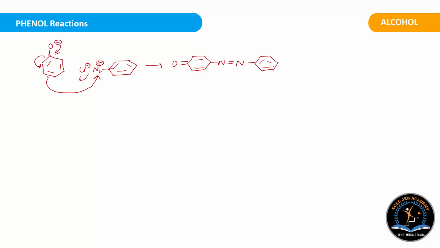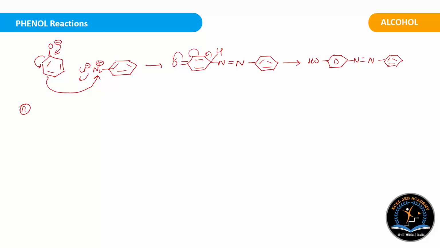Now this will undergo tautomerization. This is hydrogen, this will come back, this will come back. So after this tautomerization, it will form the azo dye compound. So this is an azo dye, therefore it is referred to as the azo dye test of phenol, because it gives a red-orange color, which can easily be identified by the naked eye. Therefore it is referred to as a phenol test.